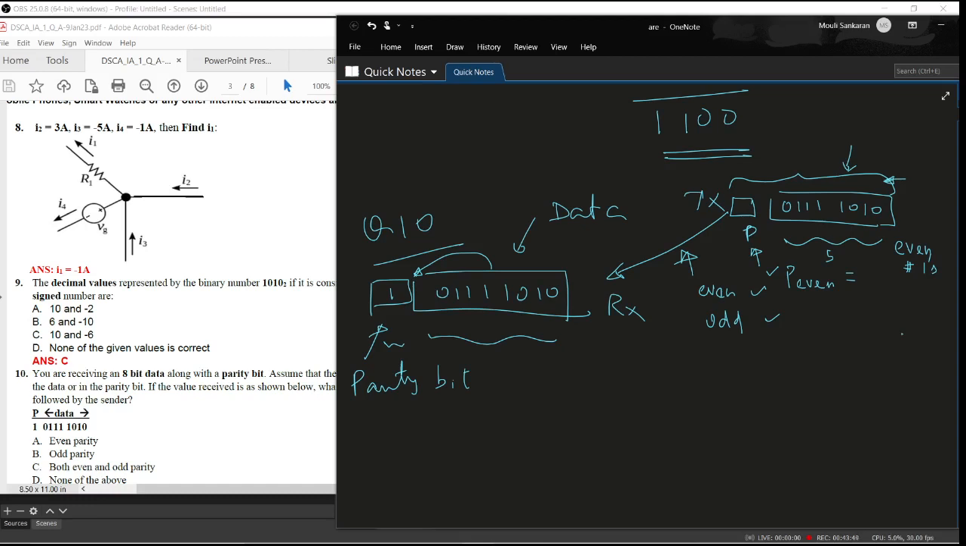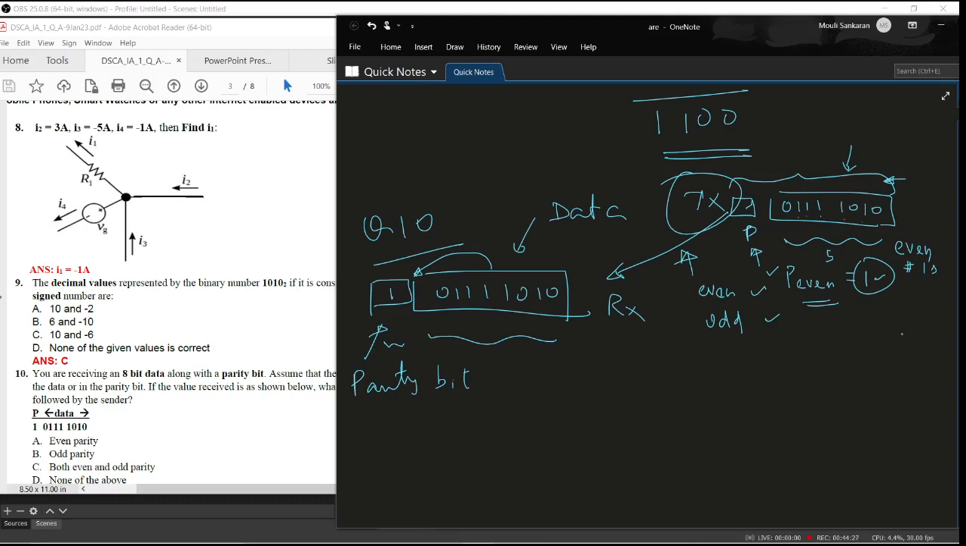Then if I am following even parity, for this data which has 5 ones in it, I need to make P as 1 so that, along with this parity bit and the data bits, there will be an even number of ones. 1, 2, 3, 4, 5, 6. Six ones. Please remember, we are not going to change the data value to satisfy our condition, because you are not supposed to touch the data. The transmitter should not touch the data, but it has the freedom to choose the parity value. So based on the number of ones in the data portion, it can choose the parity.